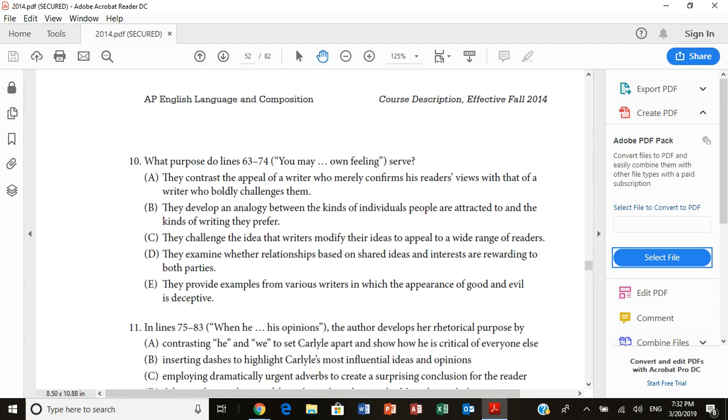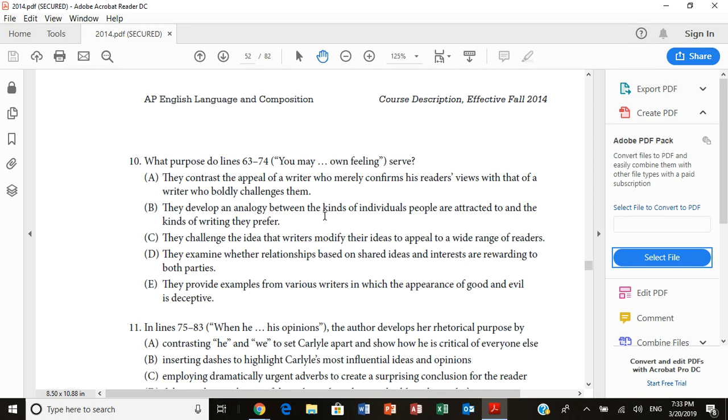Okay. They contrast the appeal of a writer who merely confirms his reader's view with that of a writer who boldly challenges them. Well, that sounds like Carlyle, doesn't it? Carlyle is a writer who boldly challenges you as you read, in contrast to the appeal of a writer who merely agrees with you. Okay, that wizened man. Okay, that clearly is what she's talking about.